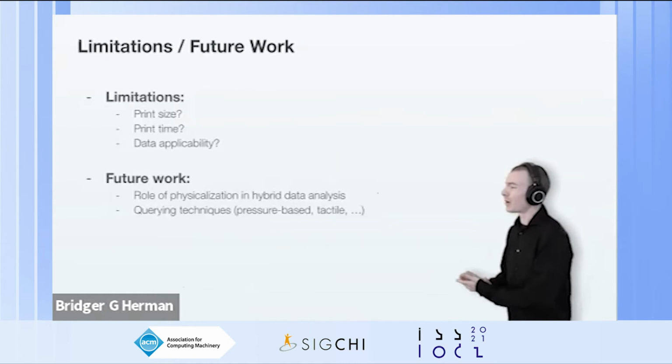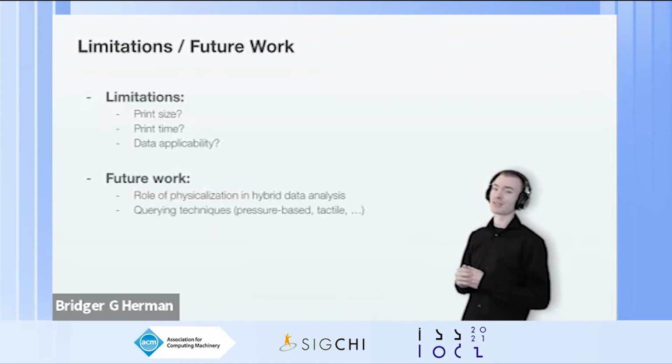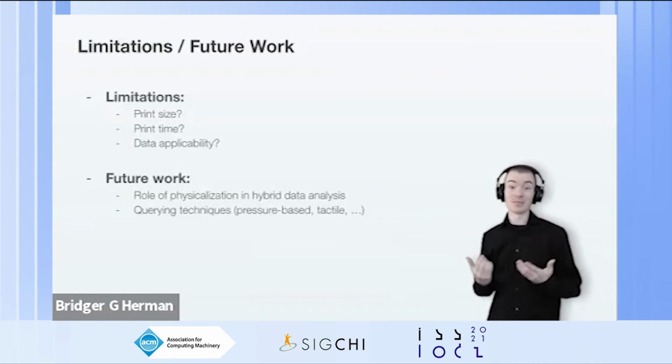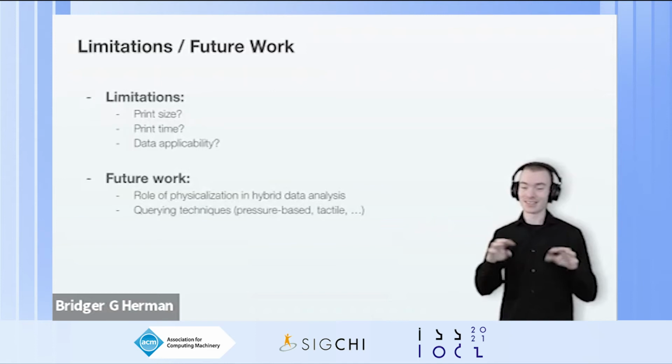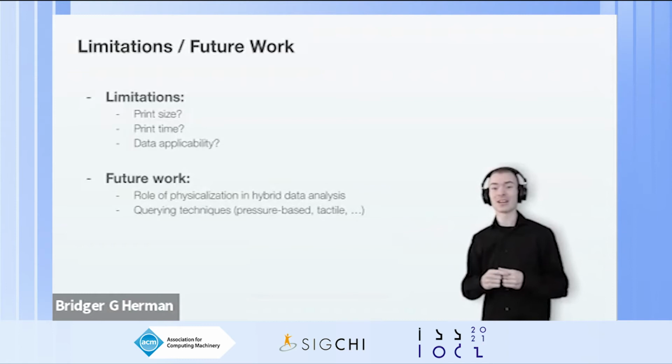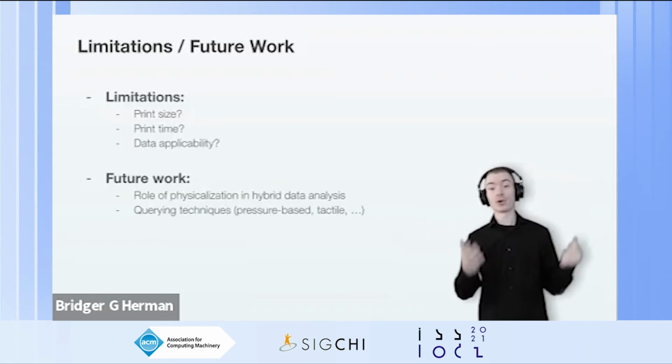So despite positive results from both of our preliminary evaluations, there are still some limitations to our approach. Firstly, the print size is limiting. We are only able to sense the forces, like the touches, in a 24 by 13.8 centimeter area, which definitely limits the size of the print that you can sense touch on here.